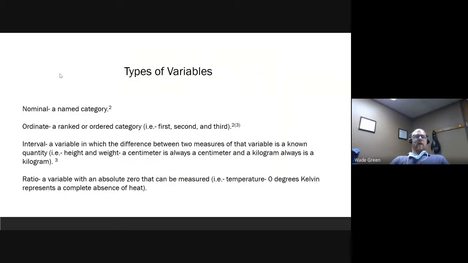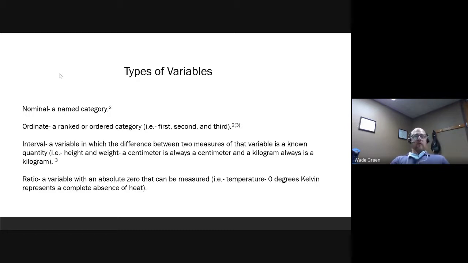So there are different types of variables, right? So a nominal variable. Okay, for example, if we were looking at different types of cats, wild cats, for example, tigers, lions, ligers, if you're into Napoleon Dynamite, those are all different types of nominal variables or categories that you may come across. Okay, ordinal variables are variables that are ranked or ordered in a category, such as first, second, or third, right?